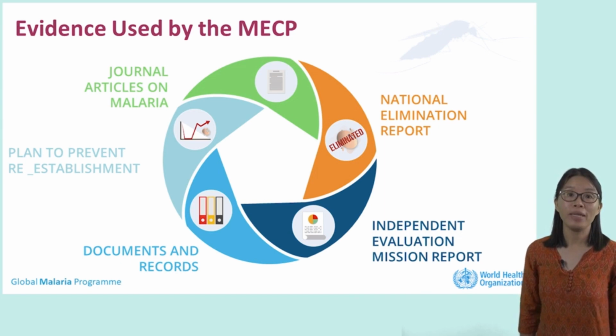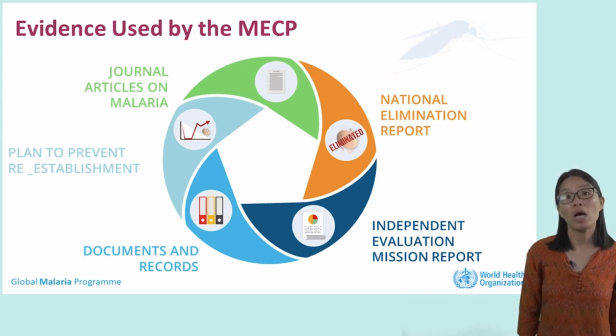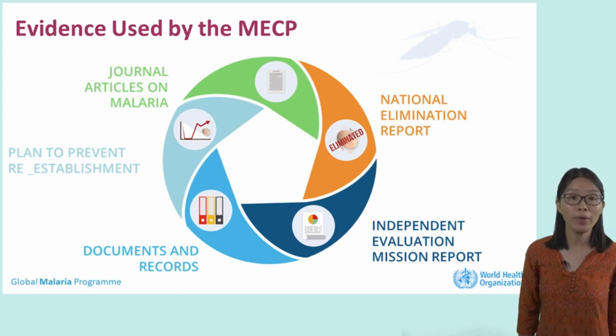During the independent evaluation mission, the subset of MECP members who travel to the country will attempt to validate the data in the National Elimination Report by comparing the information in the report with the documents and records found in the country. The MECP members of the Independent Evaluation Mission will write a report of their evaluation, and this report will be reviewed by the full panel to make their final conclusions and recommendations.